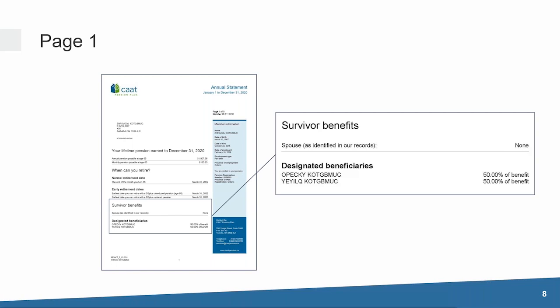This section displays the member's spouse and/or designated beneficiaries for survivor benefits. Members can update this by completing and submitting the member change of information form. Members in Ontario and Alberta may use My Pension to update this information and may need to provide supporting documentation.